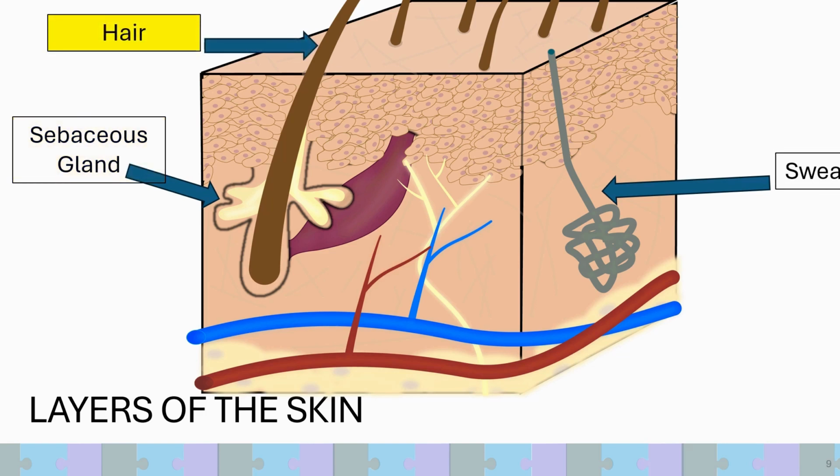So here we've pointed out the hair. It does start deep in that second layer. So the bottom portion starts nice and deep, and then you can see it poke through the surface of the skin.